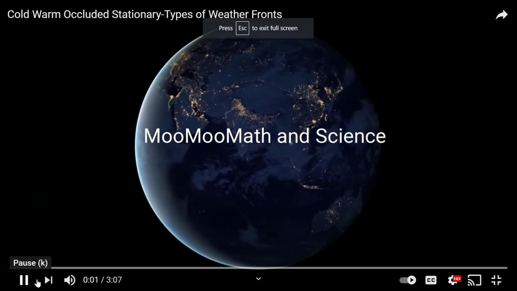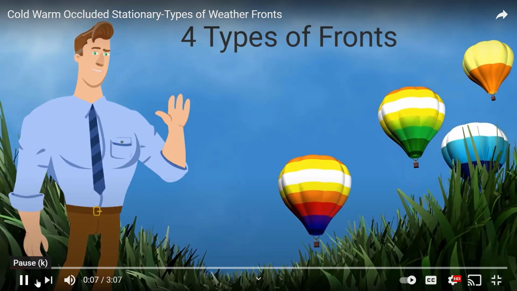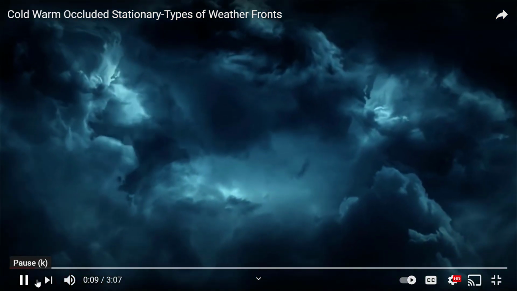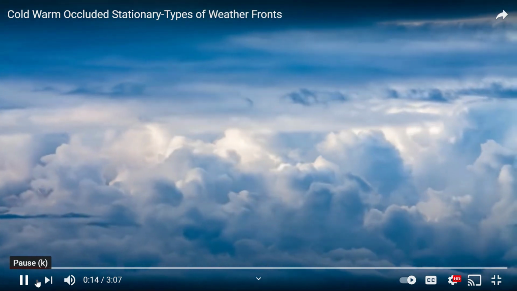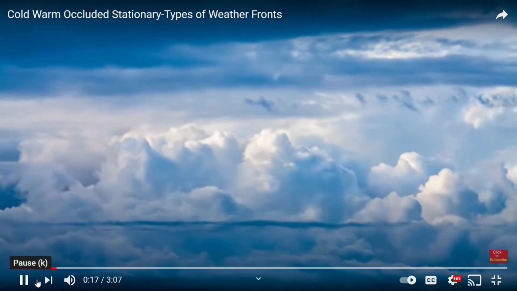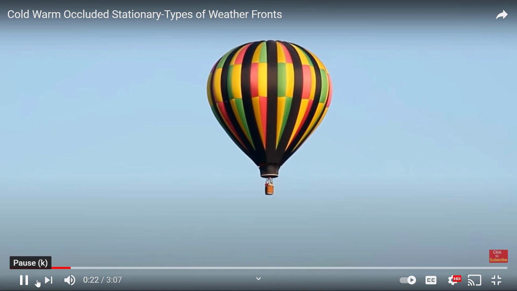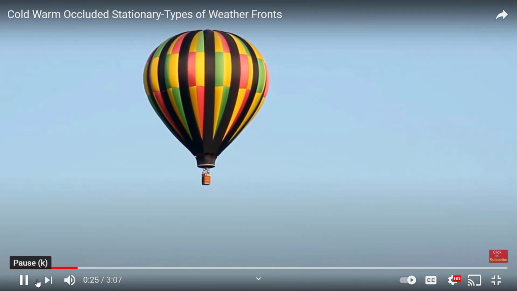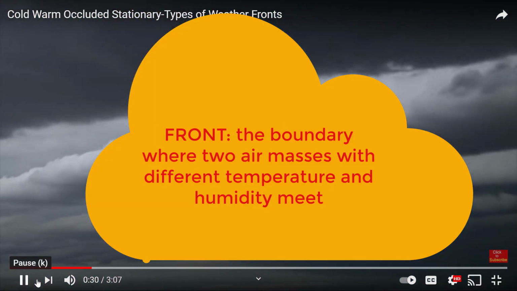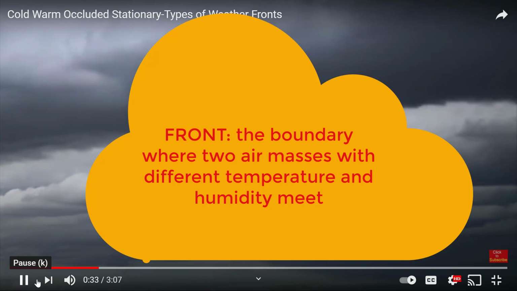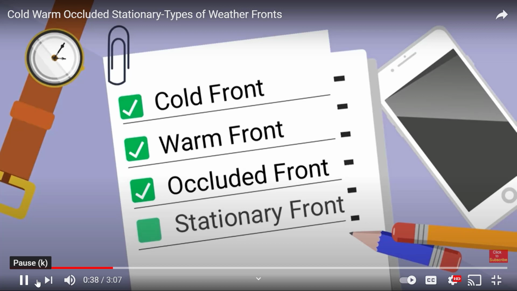Welcome to Moo Math and Science. In this video, I'd like to talk about 4 types of fronts that create some of our weather. Air masses that form from different areas often do not mix. The reason is that the air masses have different densities. For example, warm air is less dense than cold air. So when two types of air masses meet, warm air generally rises. The area in which the two types of air masses meet is called a front. The four kinds of fronts are called cold fronts, warm fronts, occluded fronts, and stationary fronts.